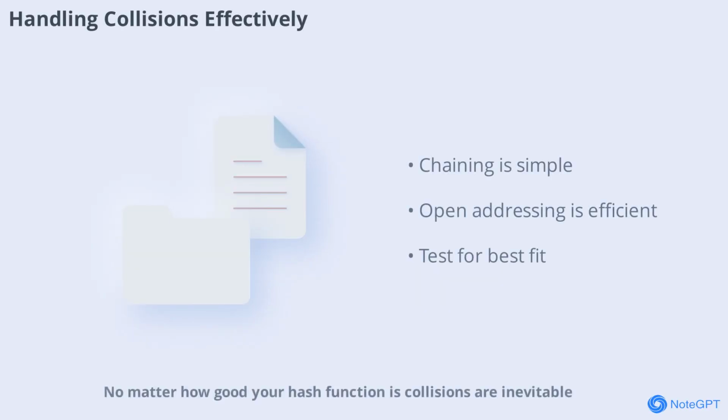No matter how good your hash function is, collisions are inevitable. The key is to handle them efficiently. Chaining is simple and works well for many cases, while open addressing can be more efficient if the table isn't too full. The choice depends on your data and how you plan to use the hash table. Testing different methods can help you find the best fit for your needs.